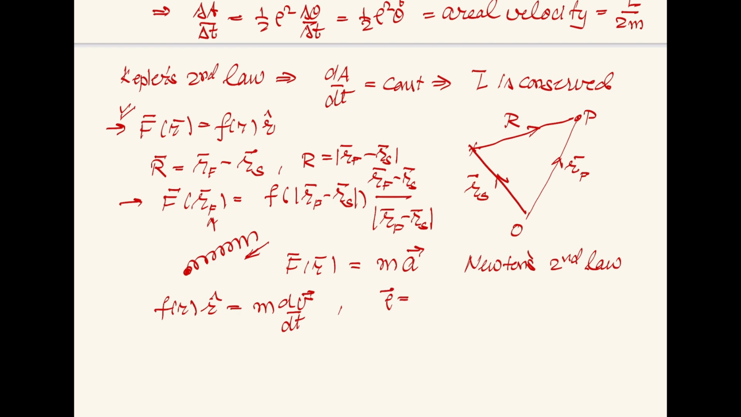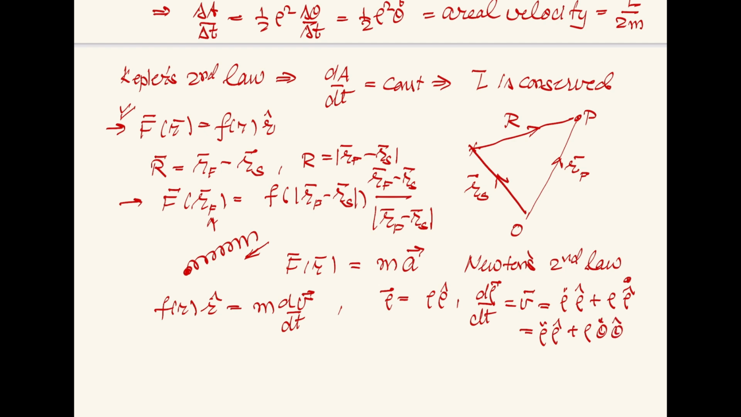So now let us take a look at it over here. We got rho vector is equal to rho times rho cap, and therefore I'm going to get d rho vector by dt is equal to v vector, and that's equal to rho dot times rho cap plus rho times rho cap dot. So that's going to be equal to rho dot rho cap plus rho times theta dot theta cap.